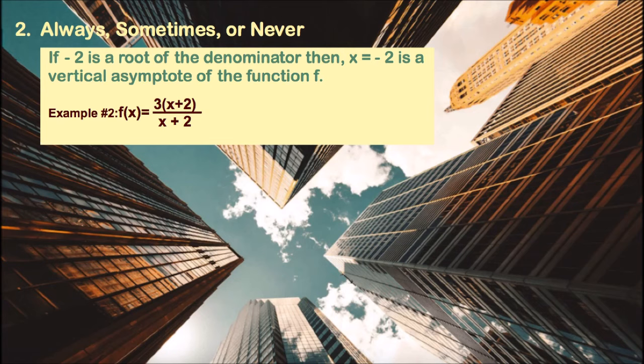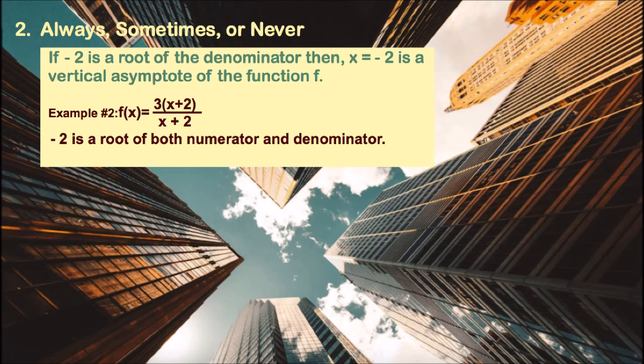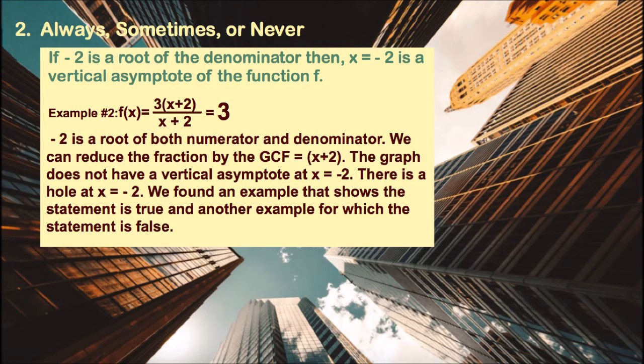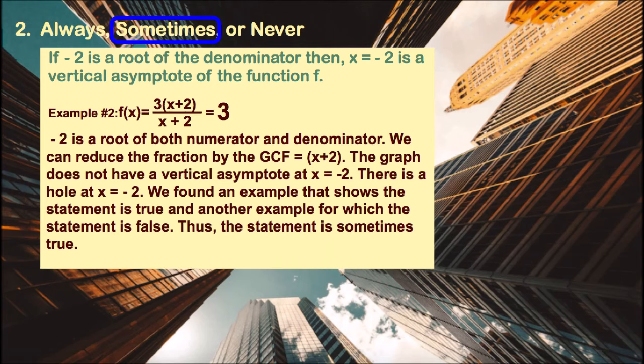Example number 2. f of x equals 3 times the quantity x plus 2, everything over x plus 2. -2 is a root of both numerator and denominator. We can reduce the fraction by the GCF, x plus 2, which equals 3. The graph does not have a vertical asymptote at x equals -2. There is a hole at x equals -2. We found an example that shows the statement is true and another example for which the statement is false. Thus, the statement is sometimes true.